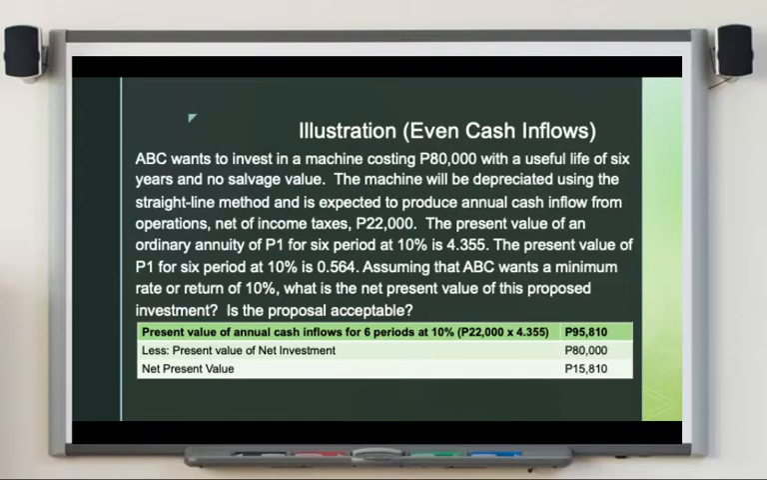So, deducting the 2, we will arrive at 15,810, and that is a positive value, and therefore we can accept the project because there is a difference of 15,810. We have a higher amount of value to be received for 6 years as compared to the present value, as compared to the initial investment of 80,000.